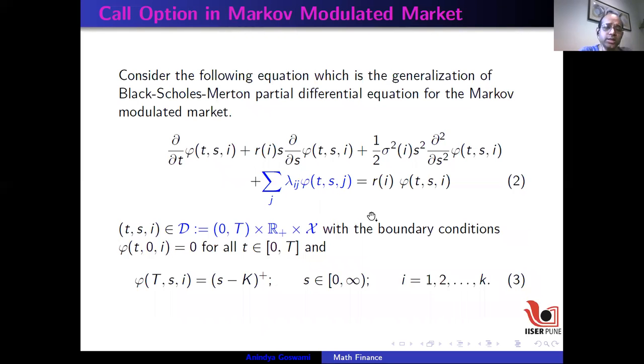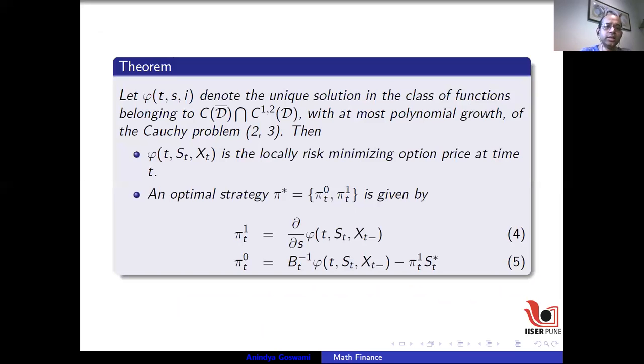When this is done, we state the theorem that if phi is a solution of the PDE, then phi evaluated at T, ST, XT gives the locally risk minimizing option price at time T. An optimal strategy can be obtained exactly like Black-Scholes: the partial derivative of phi with respect to the S variable gives the optimal strategy. So the option price and hedging strategy can both be obtained from the solution of the PDE.